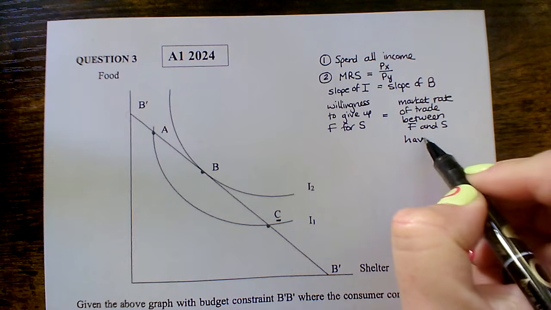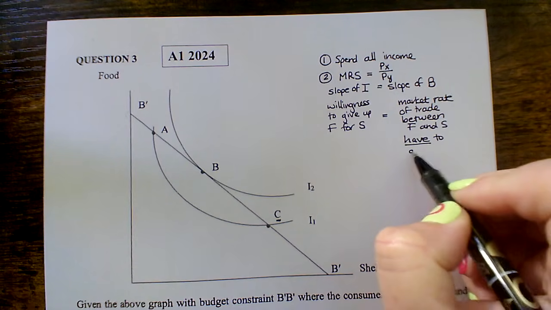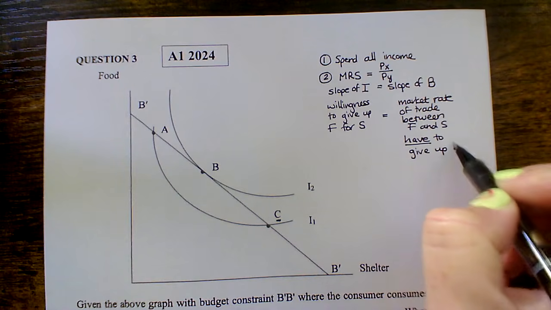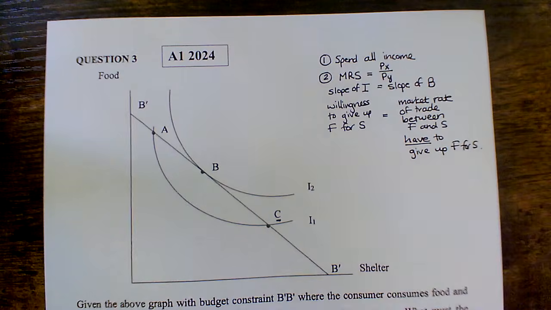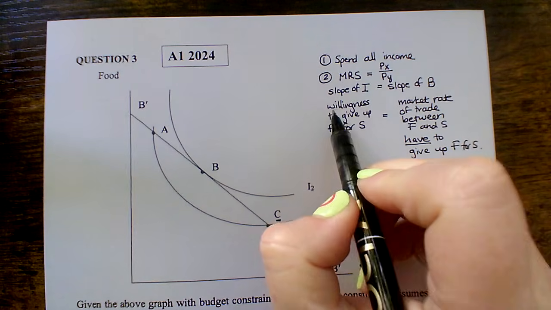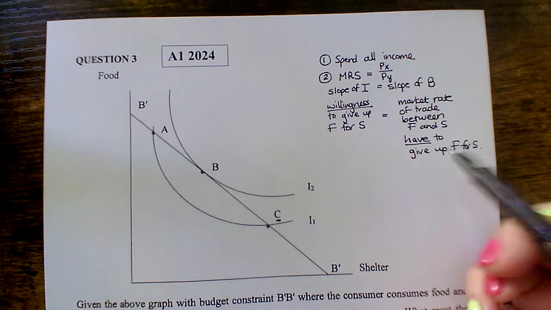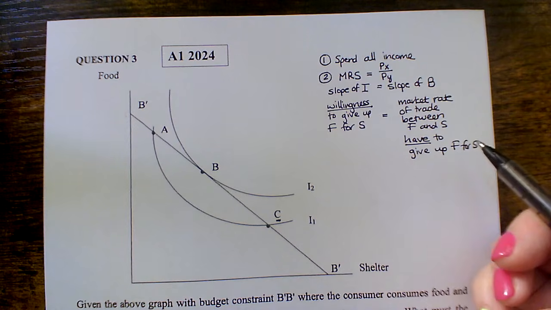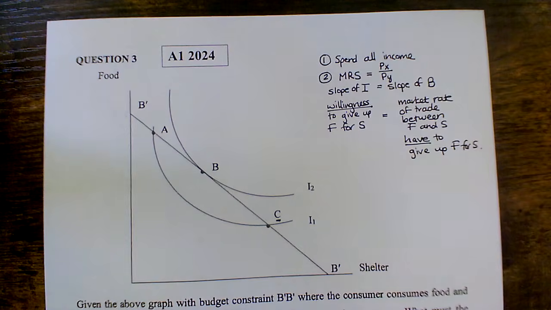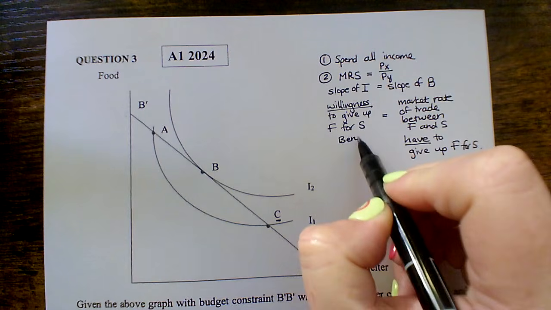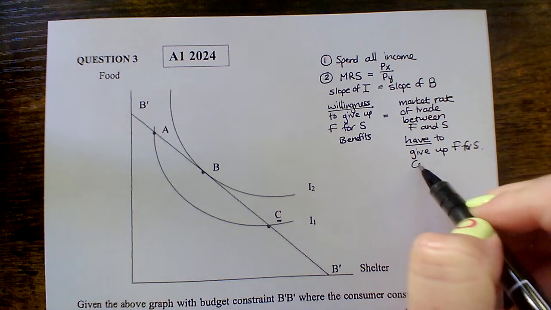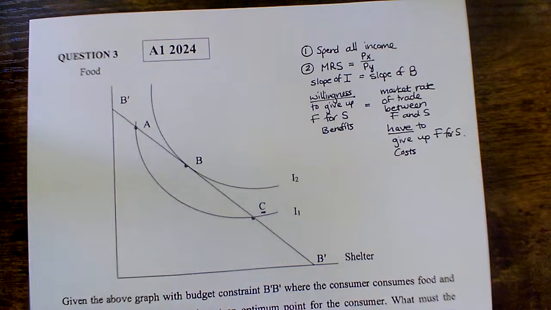In other words, how they have to give up food for shelter. So what we're trying to bring in line is a consumer's willingness to give up with the rate at which they have to give up. And this, in basic terms, is making your benefits equal your costs, essentially.